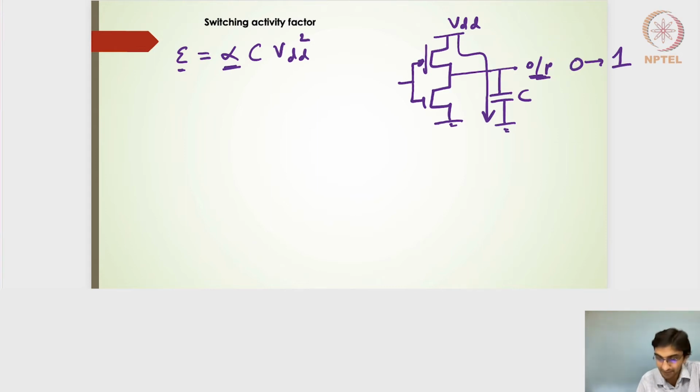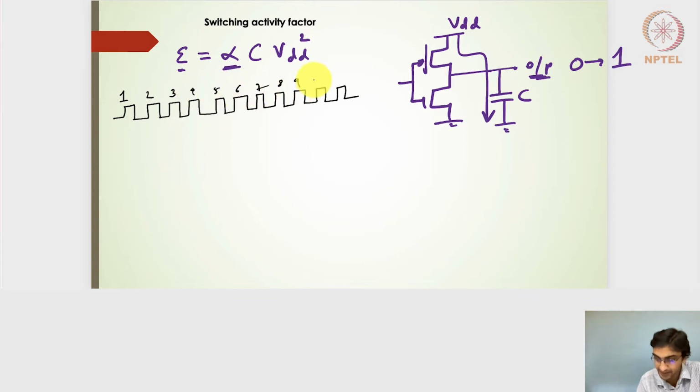So let me draw a simple example. If I have a clock frequency of, let's say, 1 gigahertz, I'm going to draw 10 cycles. 1 gigahertz means each time period will be 1 nanosecond. So this will be my clock, 1, 2, 3, 4, 5, 6, 7, 8, 9, 10. This is my clock signal. Let's say that based on the input here, the output is going to switch 1 in 10 cycles. I'm just throwing an example here.